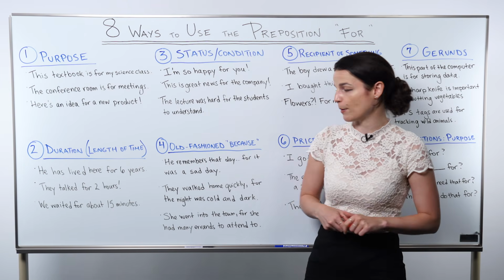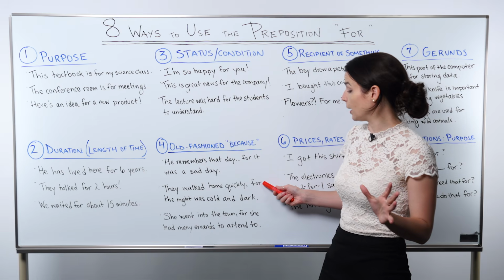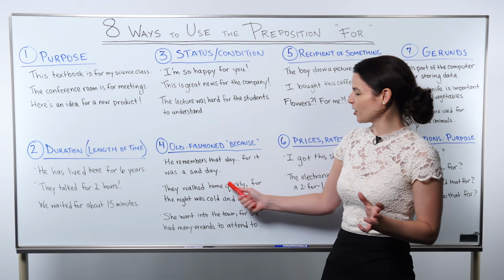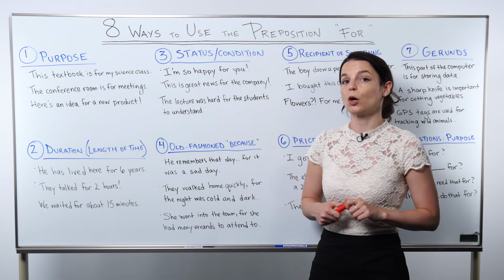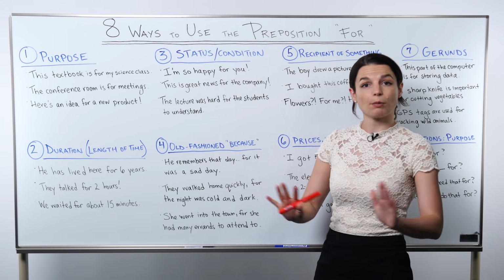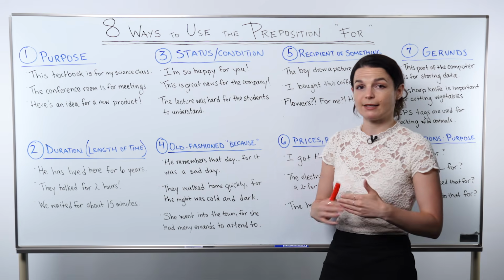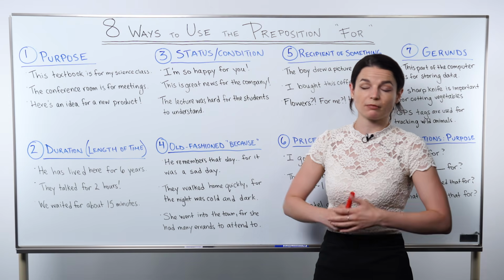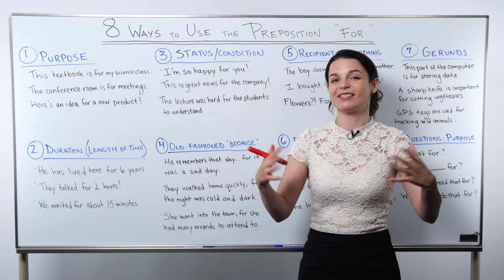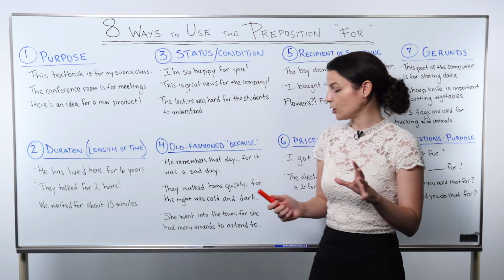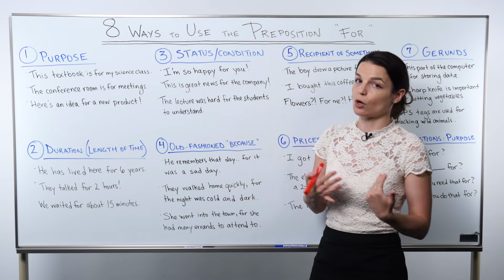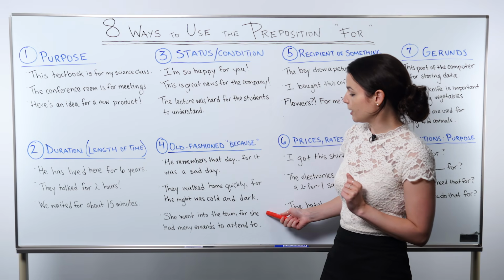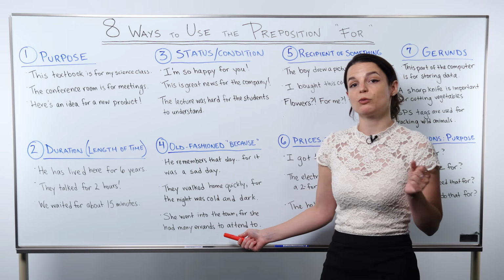Let's look at another example. They walked home quickly, for the night was cold and dark. Again, we can just replace "for" with "because," and the sentence is the same. They walked home quickly because the night was cold and dark. This is a much more natural sentence in today's modern English, but using "for" here makes it sound older, much older.